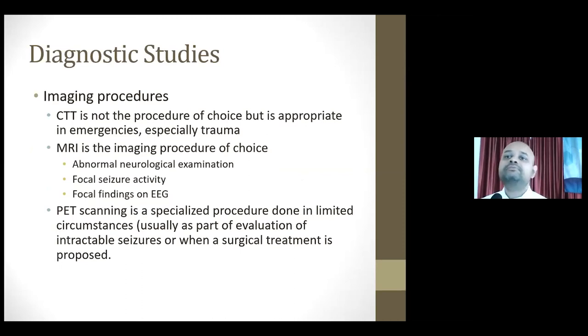Again, risk stratification as well as find whether this is a provoked or unprovoked seizure. If the patient has a tumor, most likely, or a stroke within, and the seizure occurred within a week of the stroke, this is a provoked seizure. Treat the cause. Treat the tumor. So that's one reason why we do imaging.